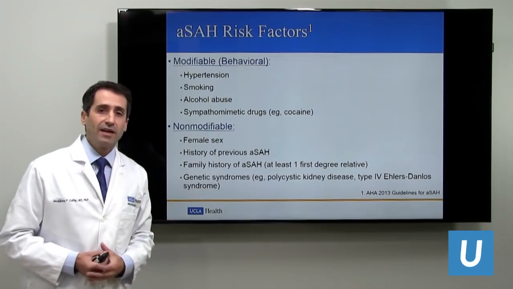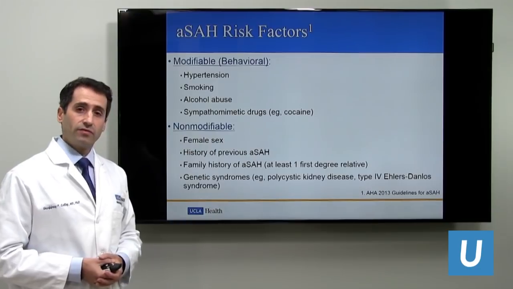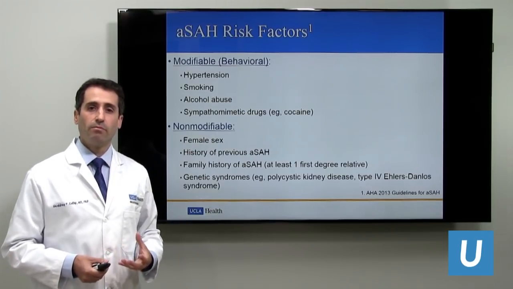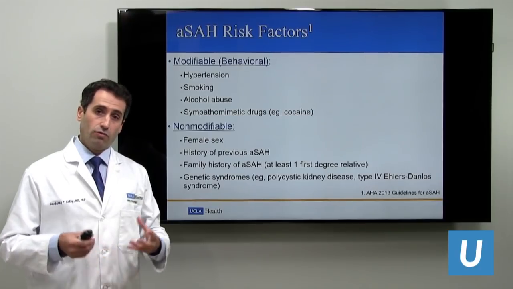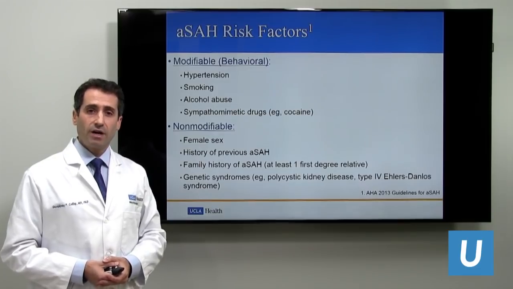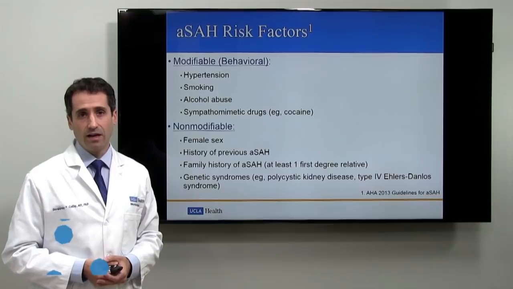Now, what are the risk factors of having an aneurysm and having a ruptured aneurysm? There's a variety of different risk factors, and they fall into two main categories. There's what we call modifiable risk factors, or risk factors that we can influence and potentially change. And then there's non-modifiable risk factors, and those are risk factors that we can't change or can't influence.